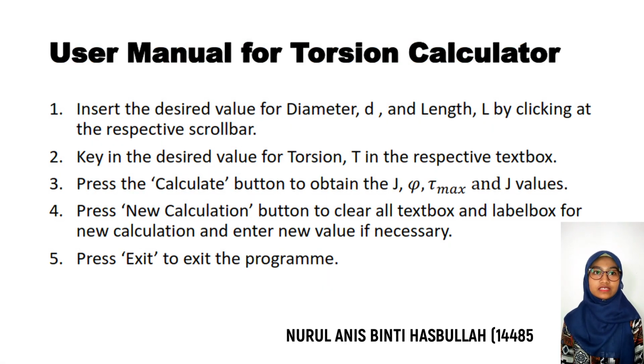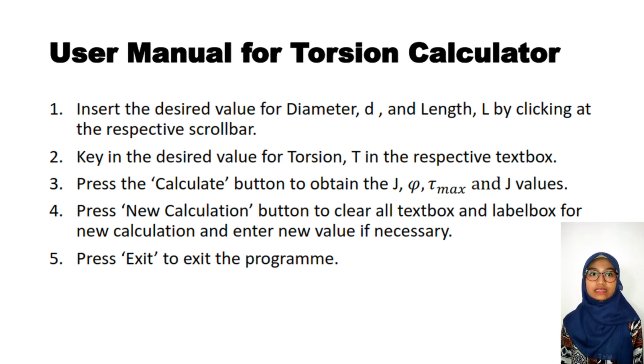Torsion calculator. First, insert the desired value for diameter D and length L by clicking at the respective scroll bar. Secondly, key in the desired value for the torsion in the respective text box. Third, press the calculate button to obtain the J, phi, tau maximum and T values. Next, press the new calculation button to clear all text boxes and label boxes for a new calculation and enter new values if necessary. And lastly, press exit to exit the program.